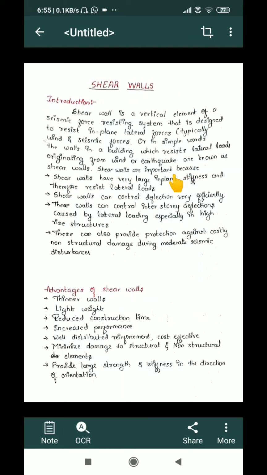Now, why are these shear walls important? Because shear walls have a very large in plane stiffness and therefore resist lateral loads. Another thing is shear walls can control deflections very efficiently. These walls can control interstory deflections caused by lateral loading, especially in high-rise structures. These can also provide protection against costly non-structural damage during moderate seismic disturbances. So these are the important points regarding shear walls.